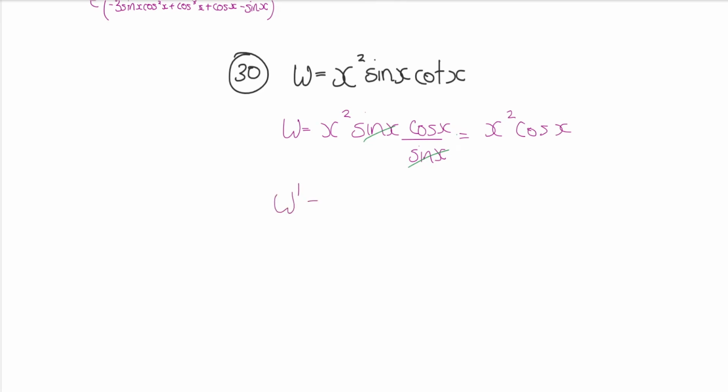So now w prime is just 2x cos of x plus x squared, minus x squared sine of x. Yeah, so we gotta be careful because that could have turned out to be way nastier.